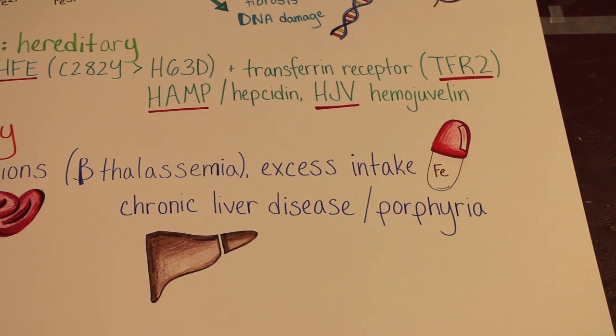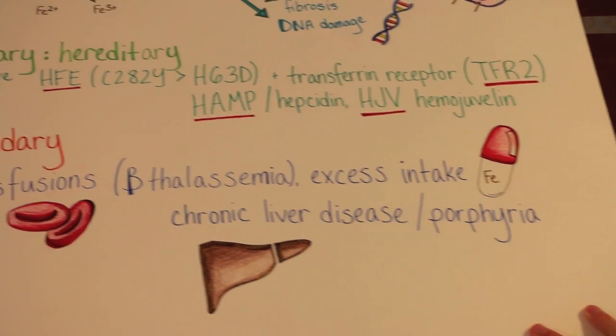Either way, there's too much iron that's brought into the body, and since there's no way for the body to excrete iron except for blood loss, you get buildup. Remember, the body has no way to excrete iron. It's due to excess either absorption or intake of some kind.